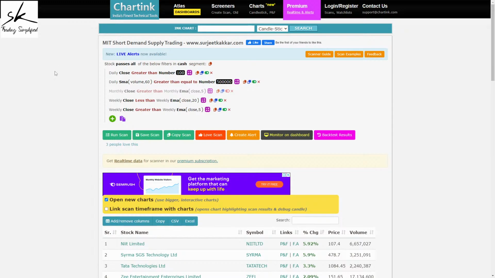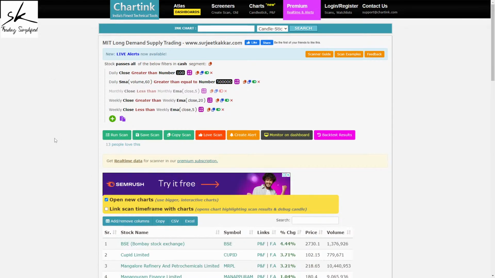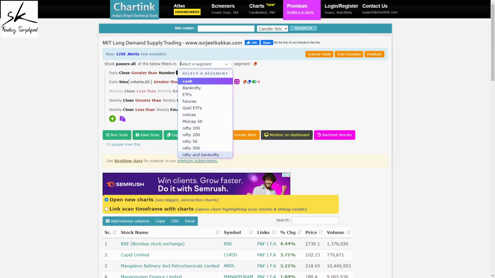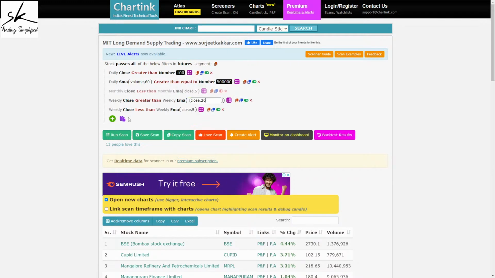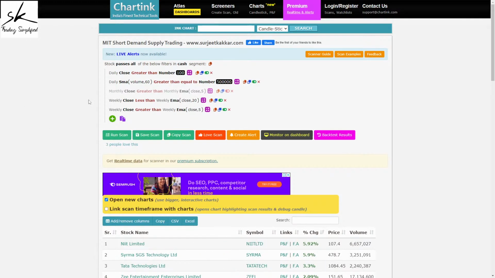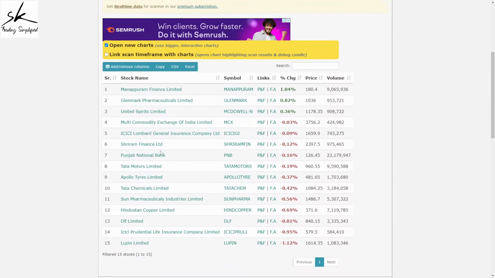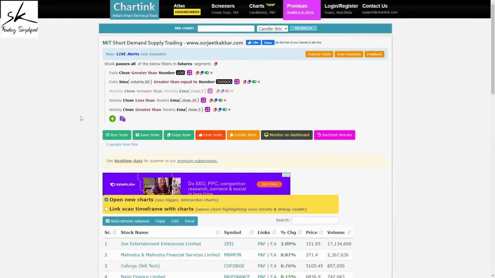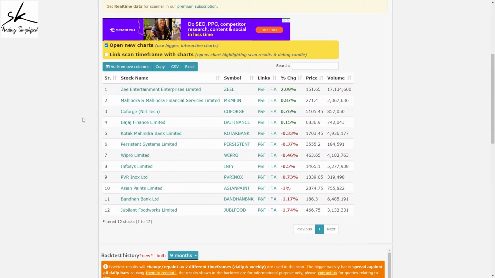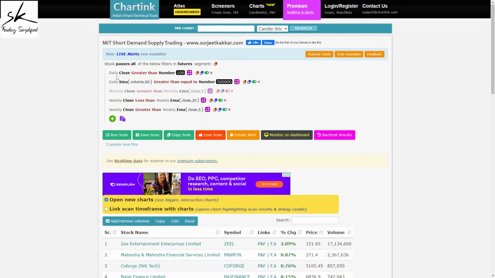But if you feel that this list is still bigger and you further want to filter it out, then you can apply different filters. Example, I can say, I don't want from the cash segment. I only want the ones which also get traded in futures. I'll run the scan again. Here also I'll do futures. I'll run the scan again. And now you can see I have 15 plus 12, which is 27 symbols to look into. So you can see that by using different filters, different conditions, you can make your list bigger, you can make your list smaller.